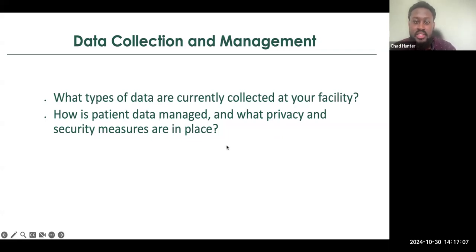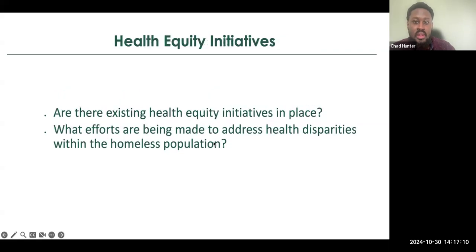All right, I'm gonna move to the next question. Are there any existing health equity initiatives in place at your facility? And what efforts are being made to address health disparities within the homeless population in your community?